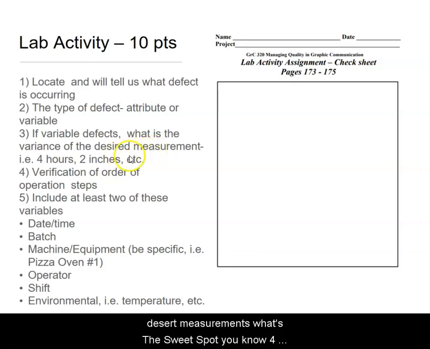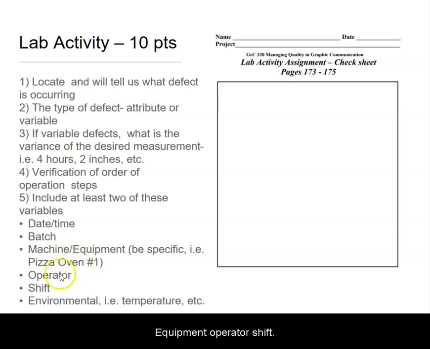So what's the sweet spot? Four hours, two hours, two inches, such and such, right? So it's measured. And then you're going to give me the verification of order and operation steps. And then you're going to include at least two of these variables when you're doing this check sheet: date, time, or batch, equipment, operator, shift, or environmental. So you're going to pick two of these things to make sure you include in your check sheet. That is it. Good luck and I look forward to your response.